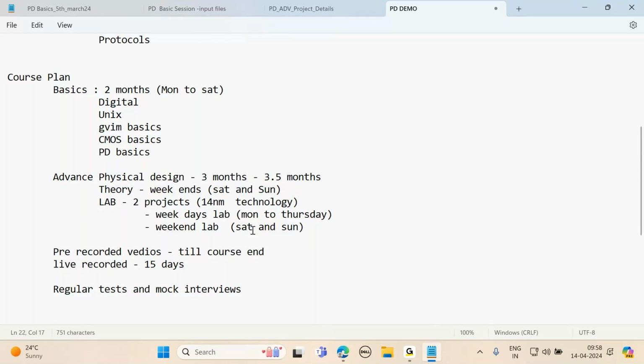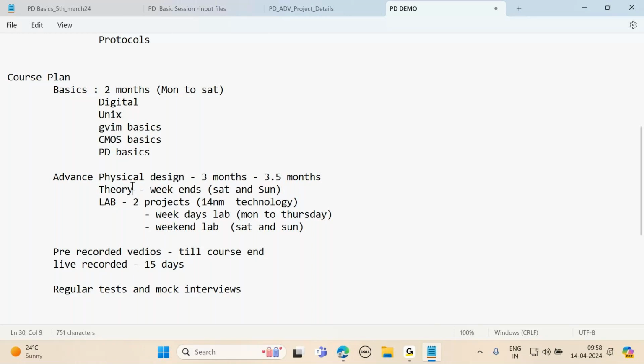This theory class is done on weekends with the intention that an industrial expert is going to teach. Industry experts who are already working in industry are the ones who teach. Lab is also guided by some of our experts. It's not that he's a fresher; he's already an expert and has done many labs. It will be guided by these industrial experts only, but they cannot do it on weekdays because they are working in some other company.